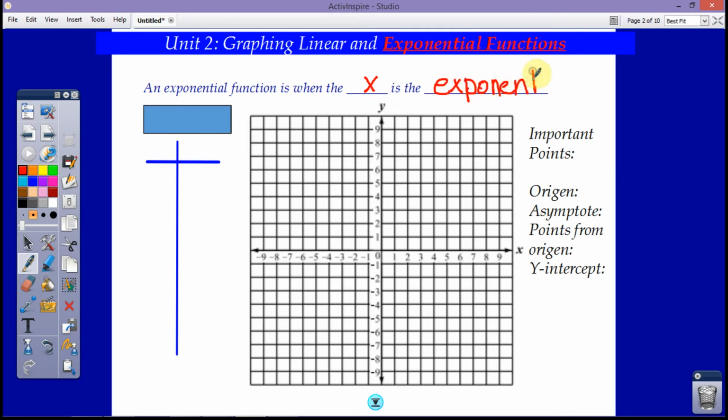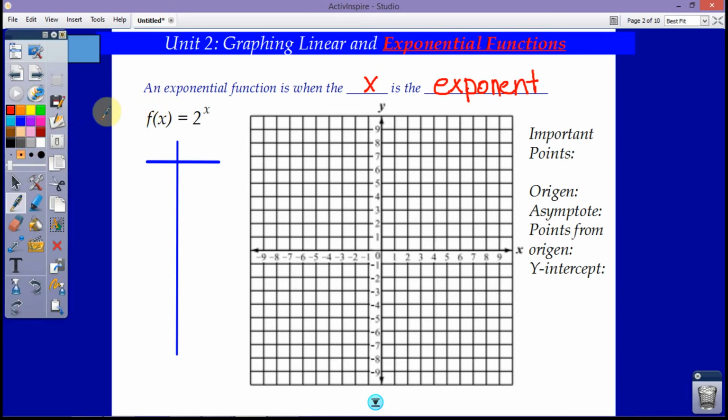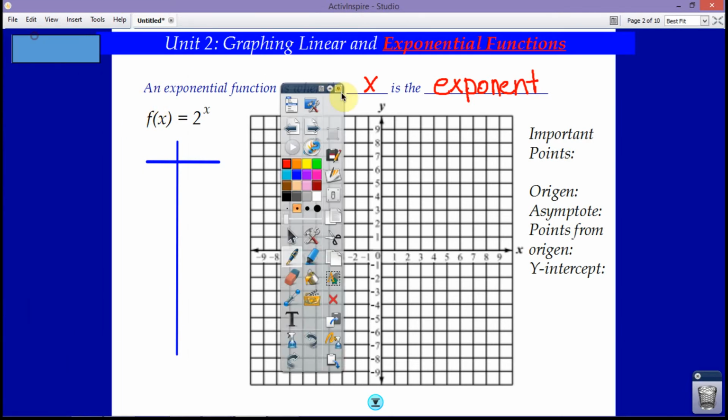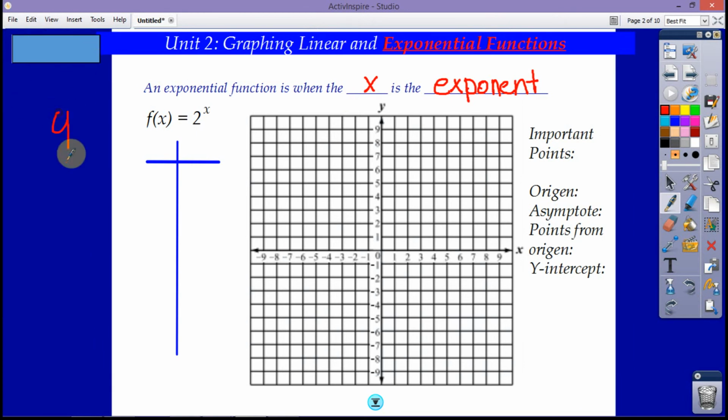So how does a function look when the x is the exponent? Easy example, very simple. It's f of x. Remember, f of x is also y. So f of x equals 2 to the power of x. You can rewrite it as y equals 2 to the power of x, exactly the same thing.